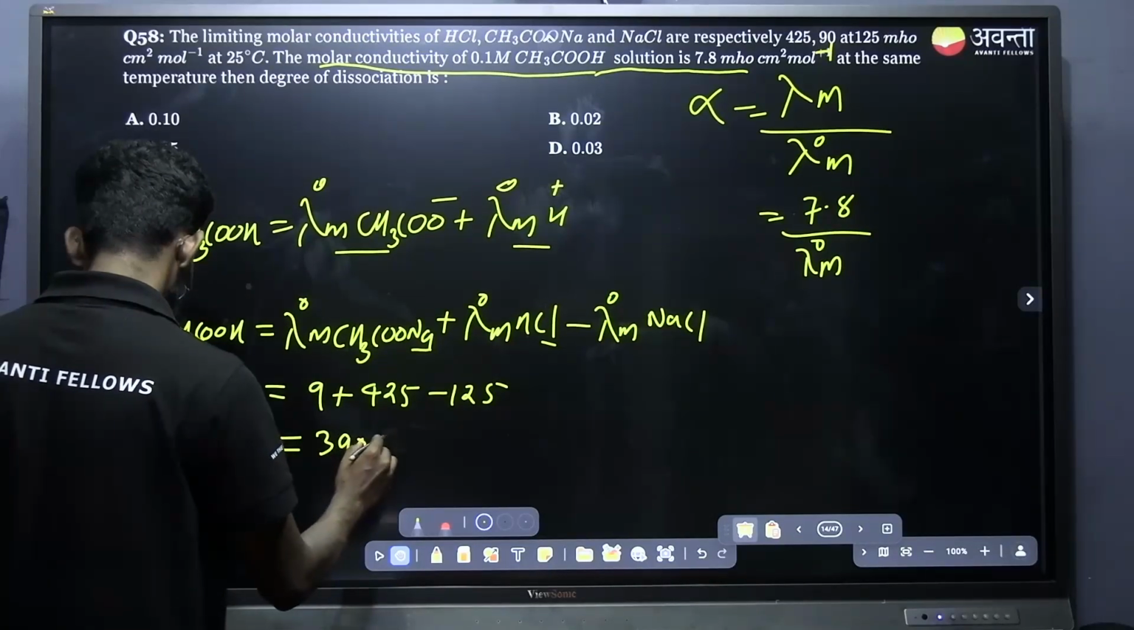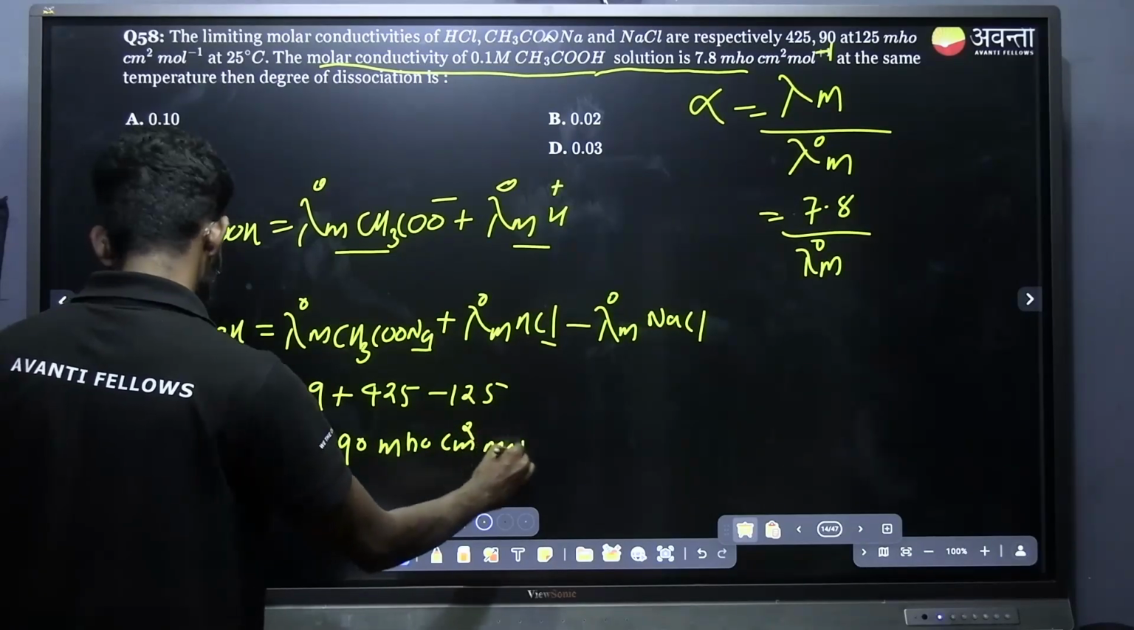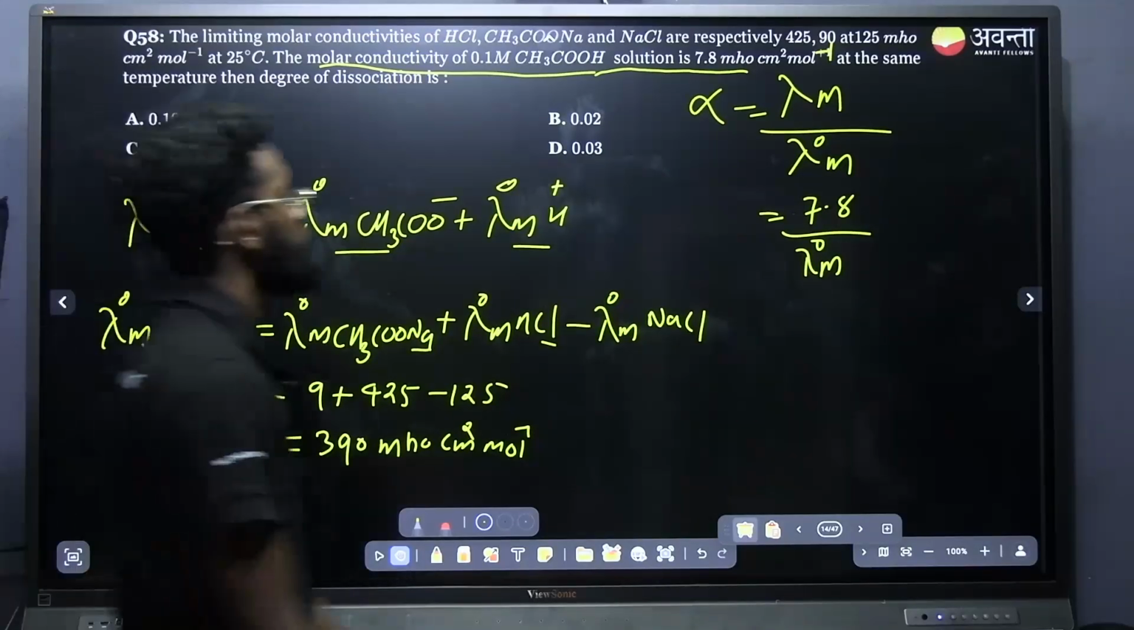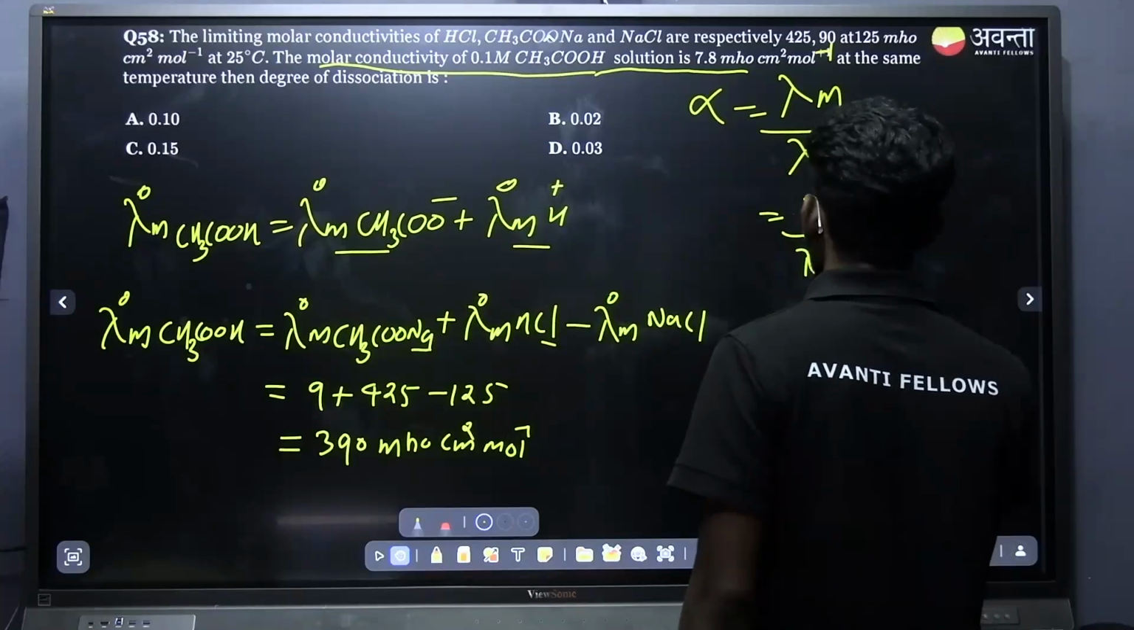390 mho centimeter square mole inverse. Yes. Now what you have to do, just substitute that over here. That is 7.8 divided by 390.